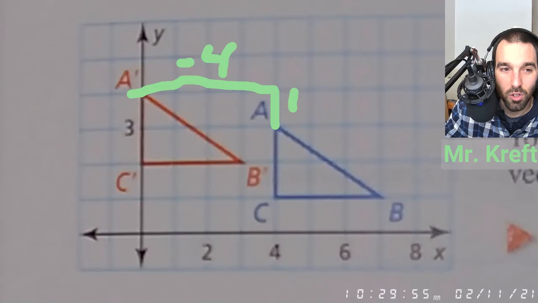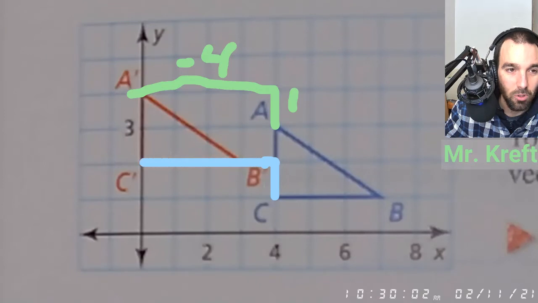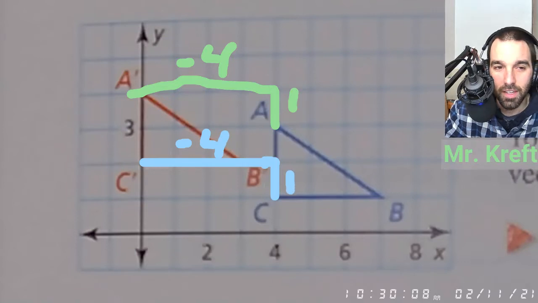Now, check it out for all the other ones. I'm going to use a different color now. So from C, I go up 1, and I'm going to see if I can use shift. I can. And I'm going to go left 4. Do you guys see how that worked?